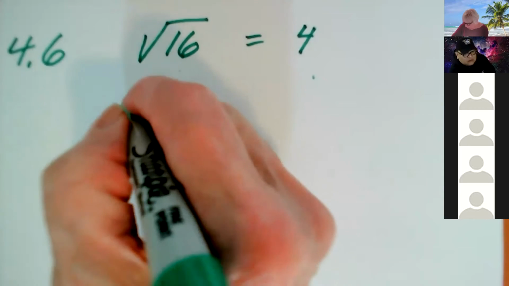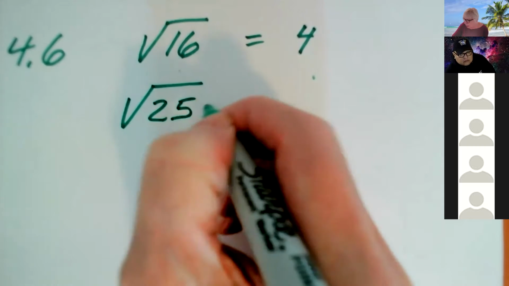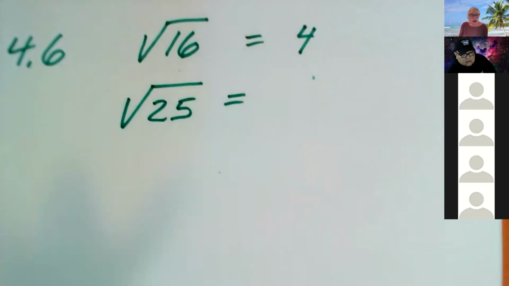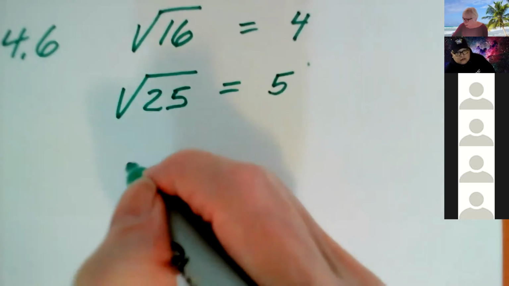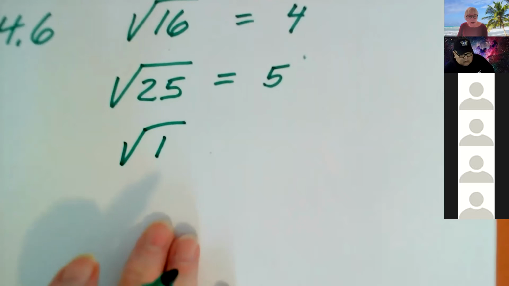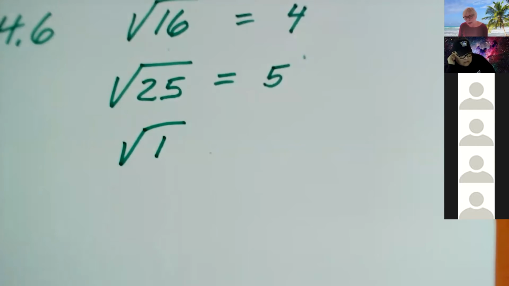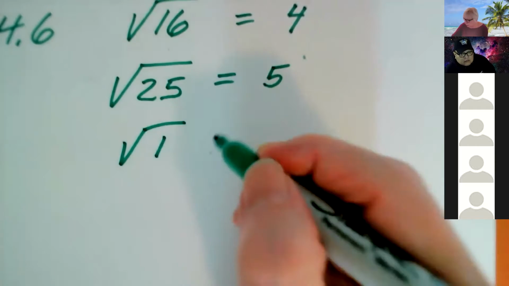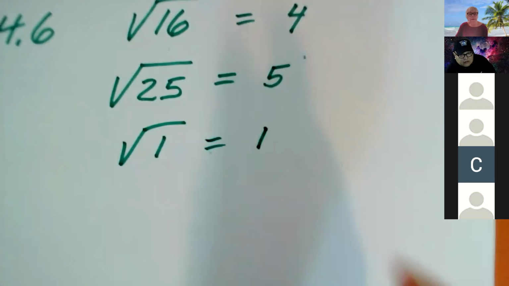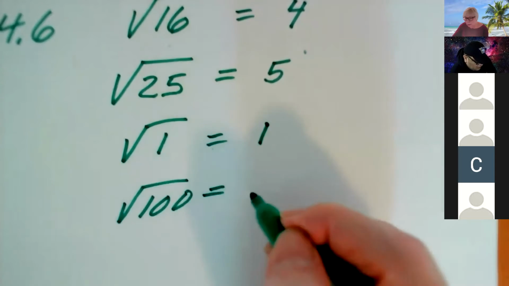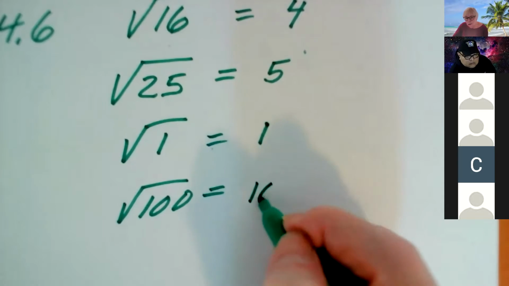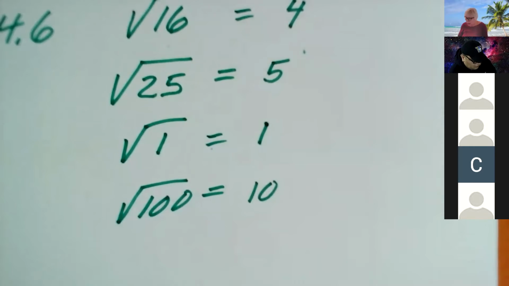And so a lot of these, 25, and then again, we're back to our multiplication table. What times what is 25? 5. Answer, 5. You see? Now, occasionally they do something weird, but really it's the same thing. What times what is 1? Answer? 1. Oh, square root of 100. 10. Correct. You see where we're going here?